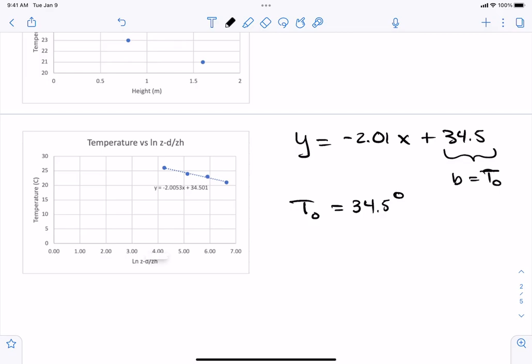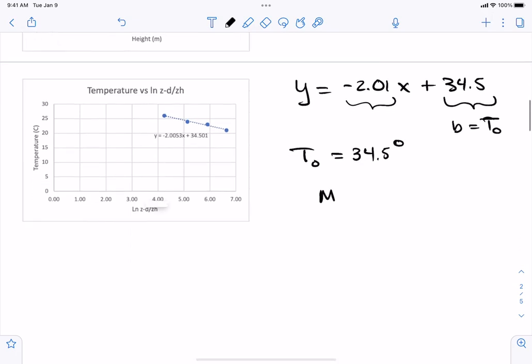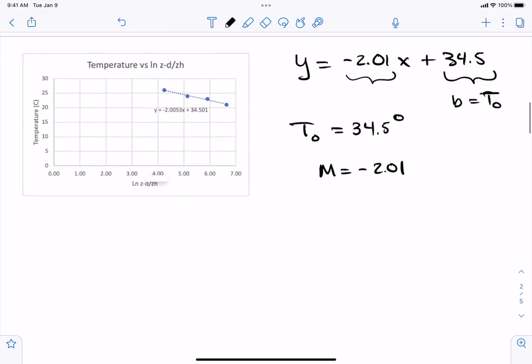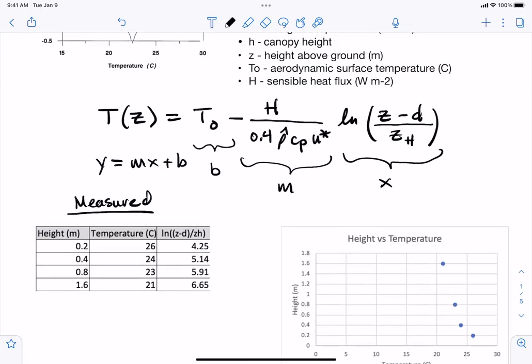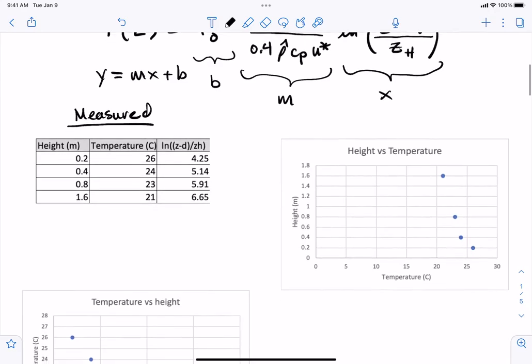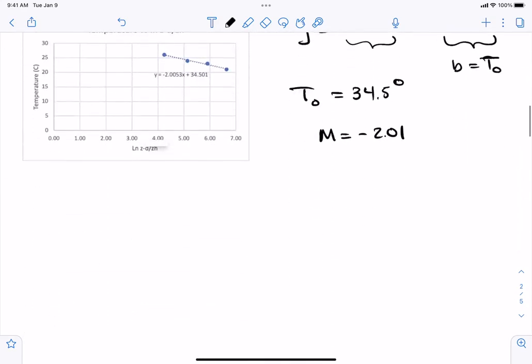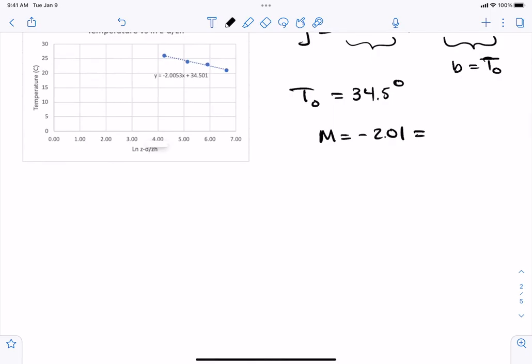So we can estimate what the temperature is down here at the surface, even though we only measured down to right there. The m value here, that's equal to negative 2.01. Now, if we look at the equation, our slope value here, that m, is equal to negative H over 0.4 rho Cp times U star. So this is equal to negative H over 0.4 rho Cp times U star.